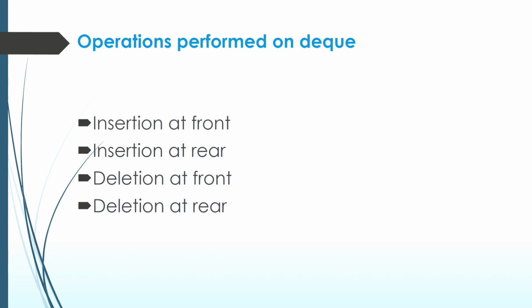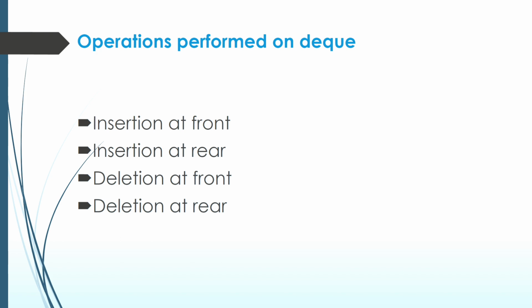Then comes the deletion at the front end. In this operation, the element is deleted from the front end of the queue, and before implementing the operation, we first have to check whether the queue is empty or not. If the queue is empty, that is front equals -1, it is the underflow condition and we cannot perform the deletion. Otherwise, the element can be deleted from the front end using the conditions, right? And finally, deletion at the rear end.